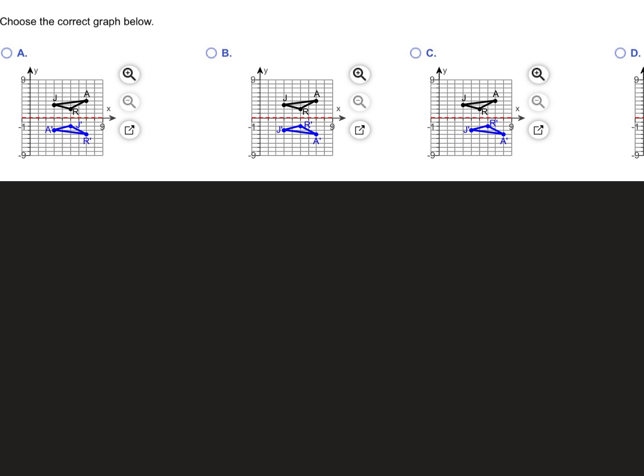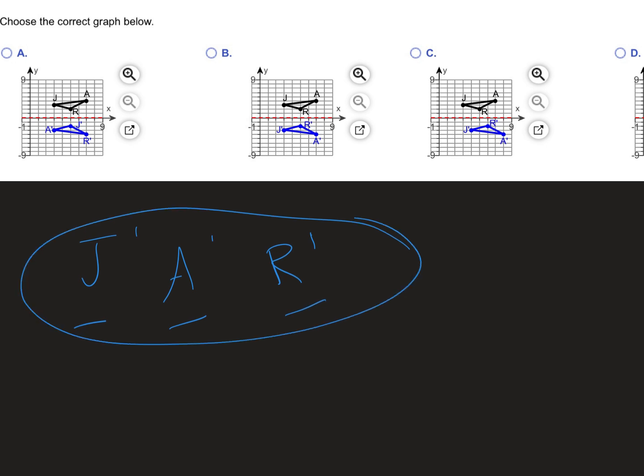Now on this one, I think we're on number 3 now. This is asking for the reflection. So I see it says the reflection of the image across the given line. So JAR is my pre-image. Anytime I add these little apostrophes, those are called prime. So this is J prime, A prime, and R prime, and that is the image. So the pre-image is my JAR. And then the image is this J prime, A prime, R prime.